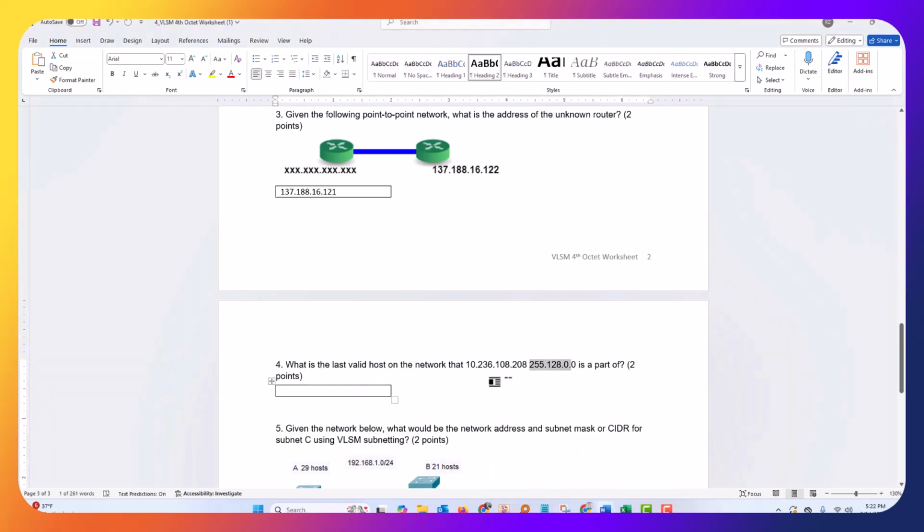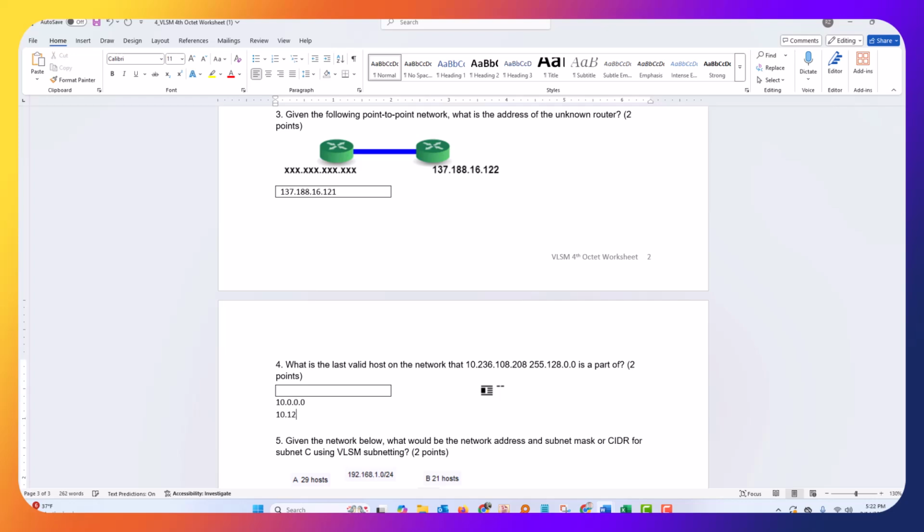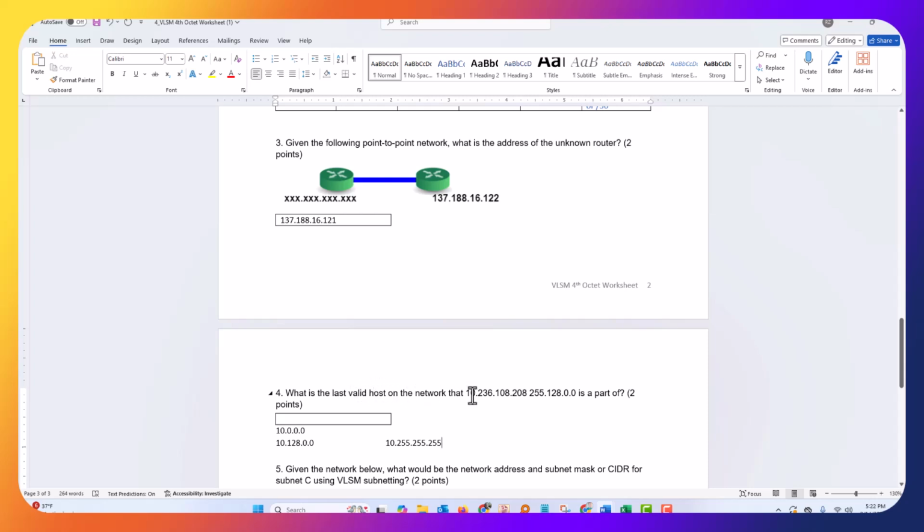So let's go back to our problem. I'm going to go by 128 in the 2nd octet. That would give me 10.0.0.0 as our starting point, and then 10.128.0.0 for the next network. So this network, 236, is going to be on this network. I can't do another 128 because I would be at the upper limit. So the broadcast address of this network is going to be 10.255.255.255. I wanted the last valid host, so that's one less than the broadcast address. That's going to be 10.255.255.254. So this is going to be our solution right here.